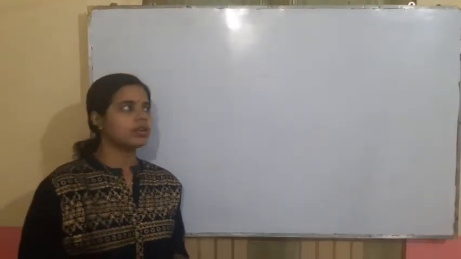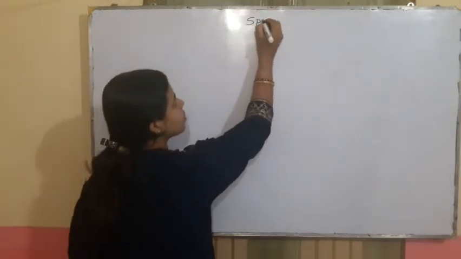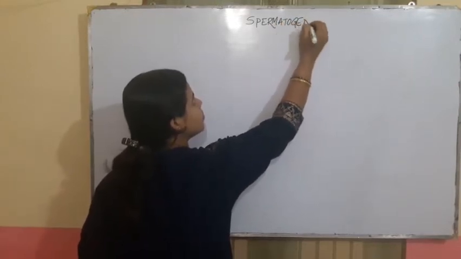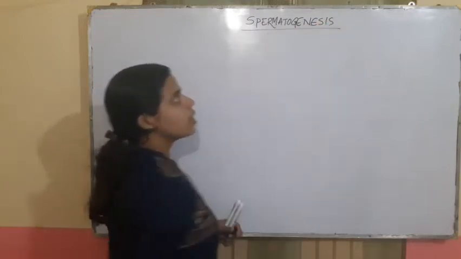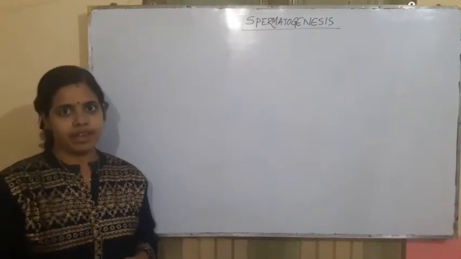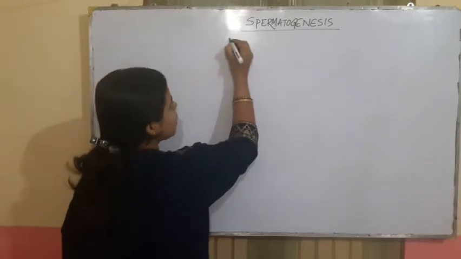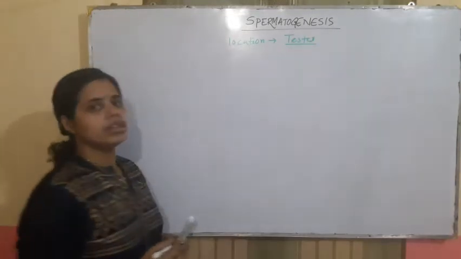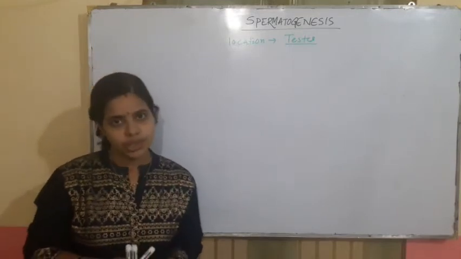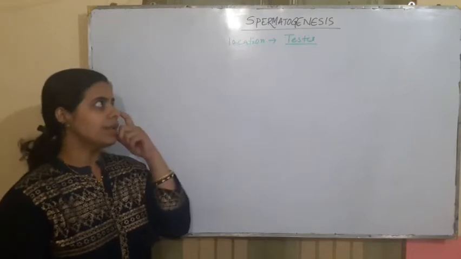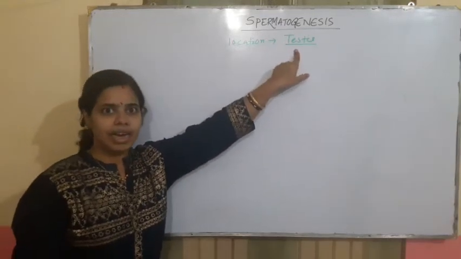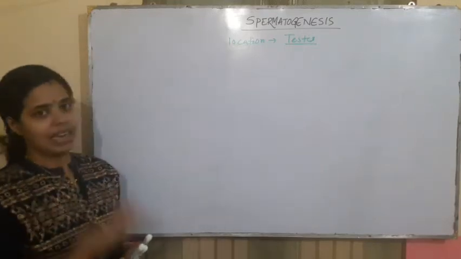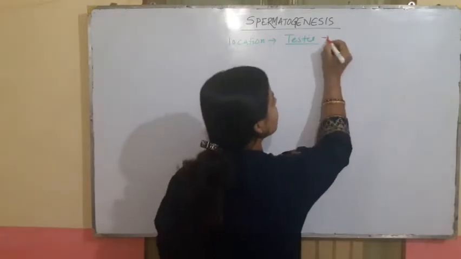In this part, we will discuss the process called spermatogenesis. The process of spermatogenesis takes place in the male gonads, that is the testes. So the location is the testis. Spermatogenesis is the process by which sperms are produced, and the location is our male gonad, the testis, which is a primary sex organ in the male reproductive system. The exact location is the seminiferous tubule.